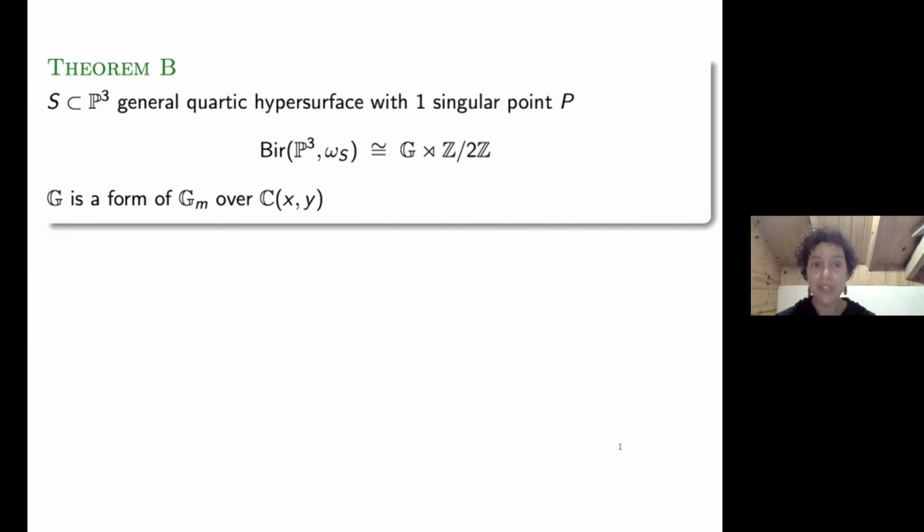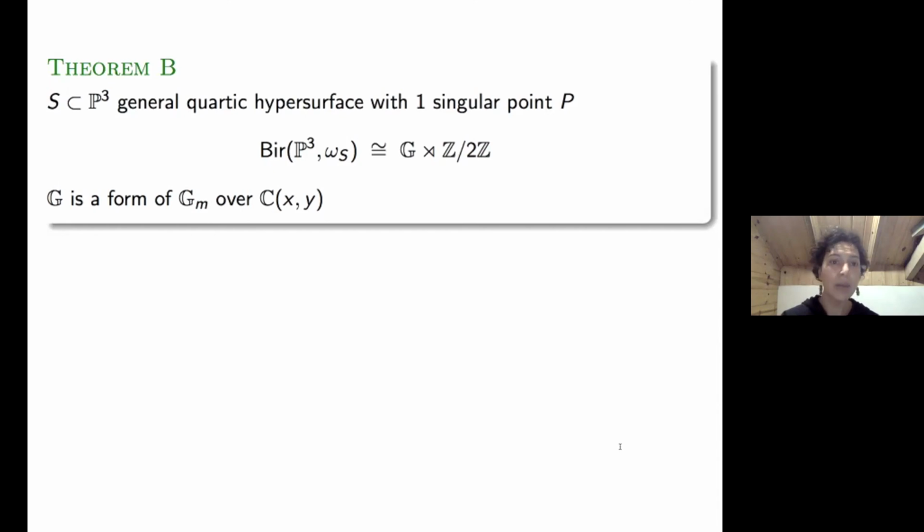And this group G is what we call a form of GM over this function field of P2. GM is just the multiplicative group. And when we say a form of GM, we mean that this is an algebraic group over this function field, such that after a finite quotient, it becomes the multiplicative group GM.